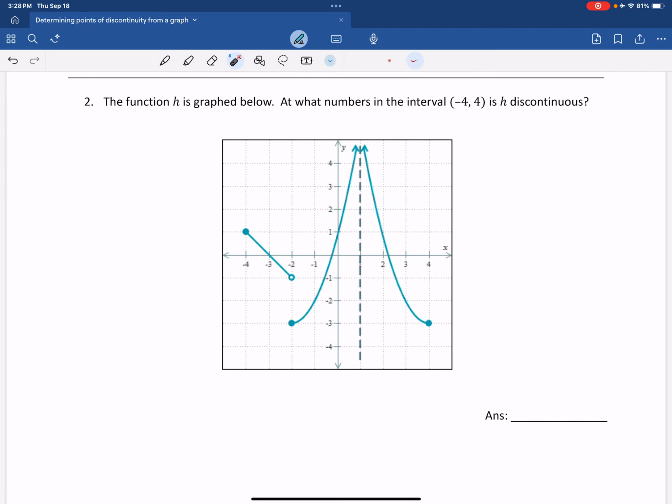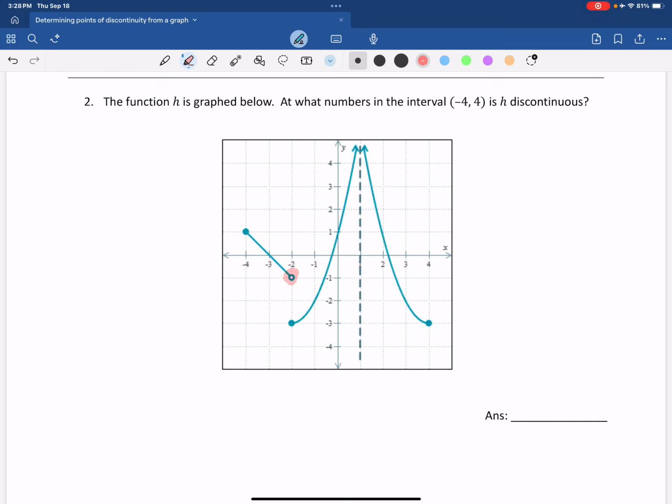It says the function h is graphed below. At what numbers in the interval -4 to 4 is h discontinuous? So again, we're looking for holes, we're looking for jumps, we're looking for asymptotes. So as I look through this graph, where would I have to lift my pencil? I'd have to lift my pencil right here. If I was graphing right here and right here, I'd have to lift my pencil right here as well. So any holes, vertical asymptotes, jumps, etc.